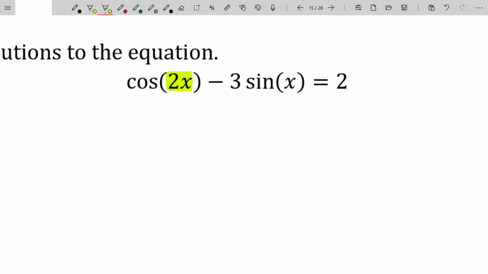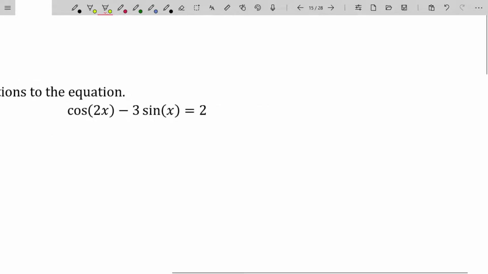First thing I'm going to do, and the first thing I recommend that you do as well, is create a different expression so that you can get rid of the different argument. In other words, I want to change that cosine of 2x into something involving only single x's. And we have the double angle identities for the cosine. We have 3 of them actually.